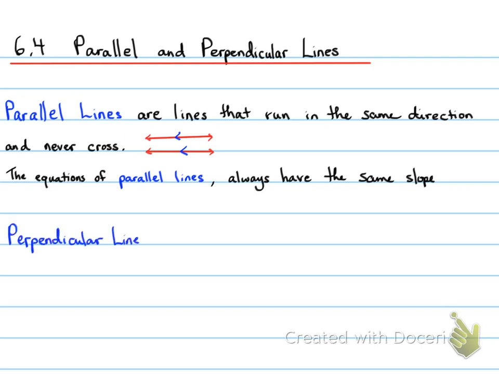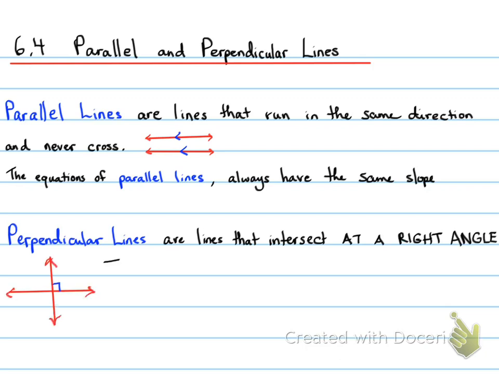Perpendicular lines are basically lines that cross each other or intersect each other at a right angle, at 90 degrees. So here's an example of two perpendicular lines, and you would indicate that they're perpendicular by putting a little box in the corner, indicating that the lines intersect at exactly 90 degrees.